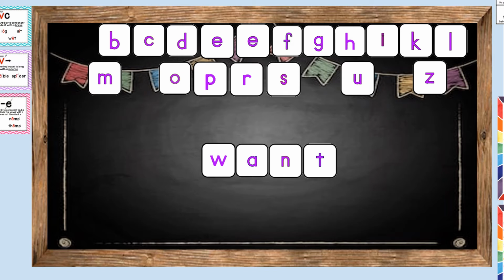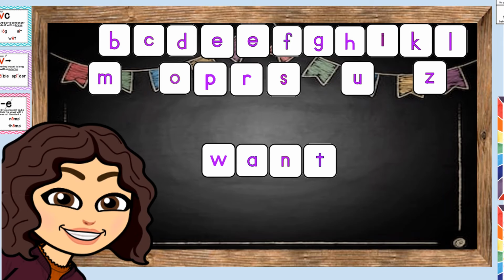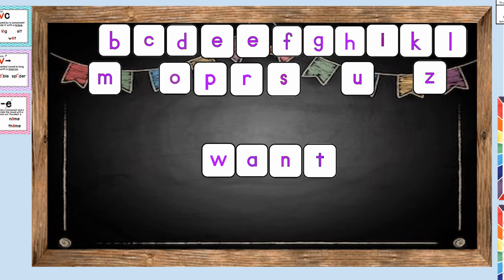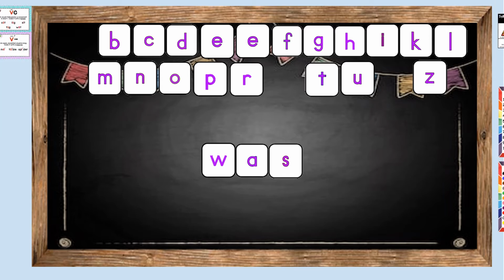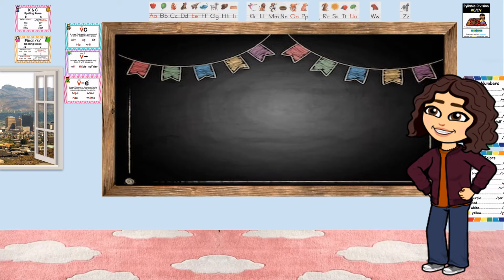And one more word. We're going to change the word want to the word was. Don't get tricked there. You all know how to spell this word. What is that last sound we hear in the word? So we're going to make the word want into the word was. What letters do we need to change out? Let's read this word together. Was. Good job, boys and girls.